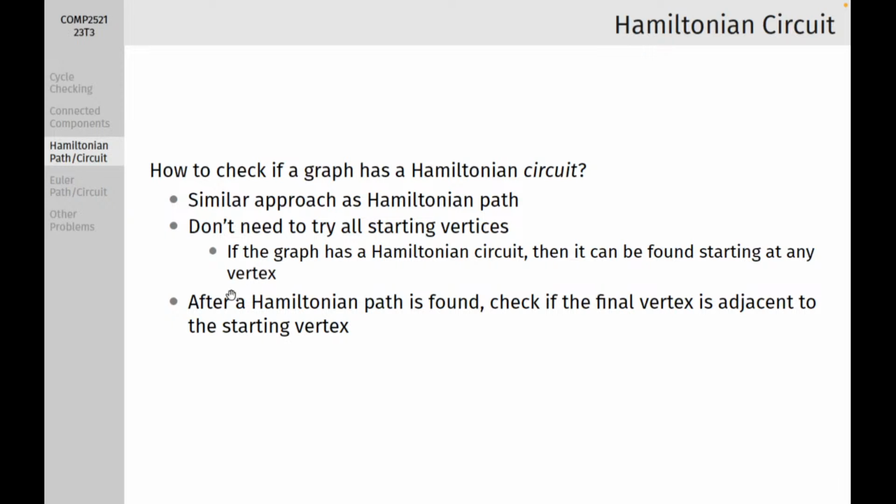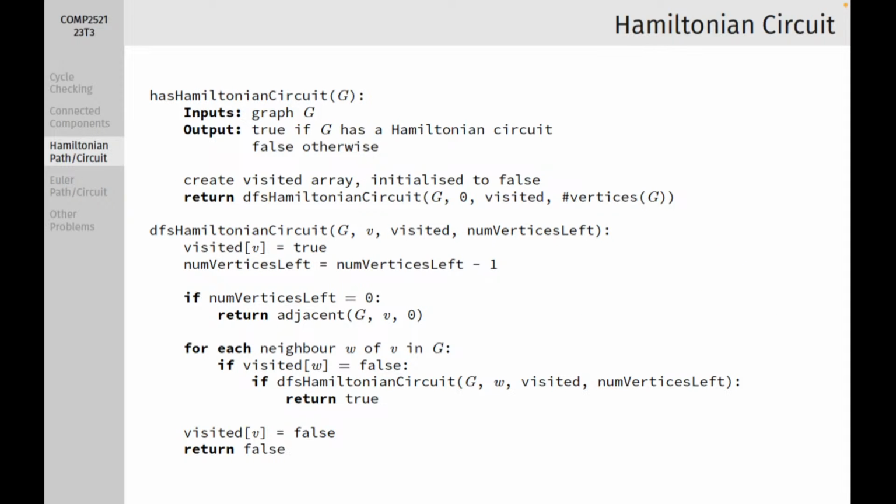And after we've found the Hamiltonian path, then we check if the final vertex is adjacent to the vertex that we started at. All right, so here's the pseudocode for that. It's not much different from the Hamiltonian path pseudocode. The main differences are we don't have a loop here to check every possible starting vertex because we don't need to, right? We just start at 0 and check if there's a circuit, right?